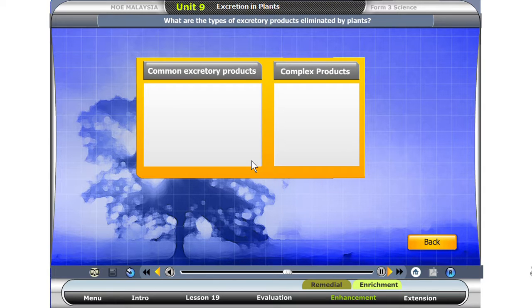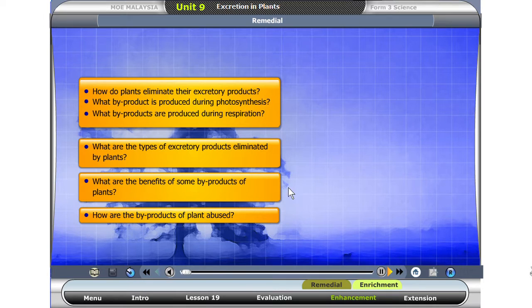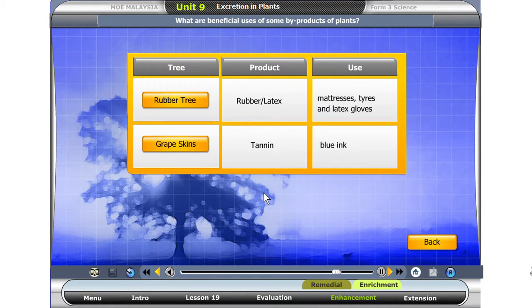Let us confirm what you know. What are the types of excretory products eliminated by plants? Plants excrete common elements such as carbon dioxide, oxygen, and water. Plants can also excrete complex products such as latex, gum, and resin. Let us confirm what you know. What are the benefits of some byproducts of plants? Click on the button to see the beneficial uses of plant byproducts. Latex from rubber trees can be made into mattresses, tires, and latex gloves. Tannin from grapes can be made into blue ink.